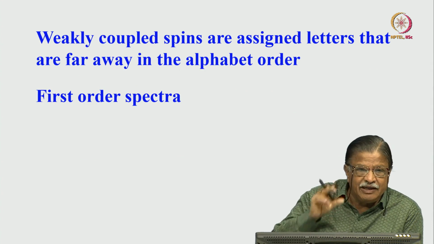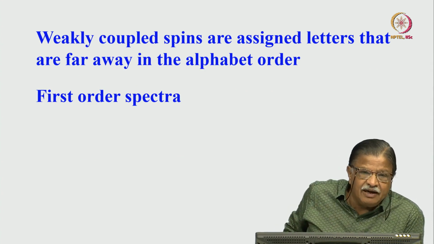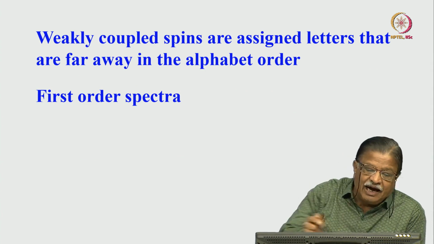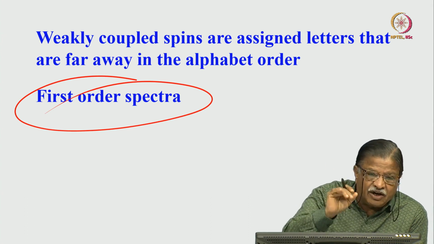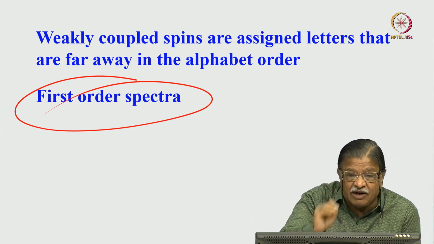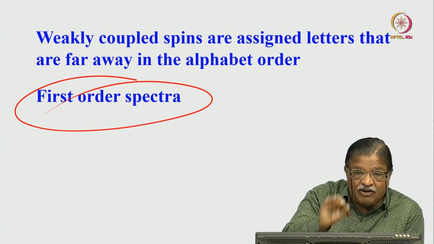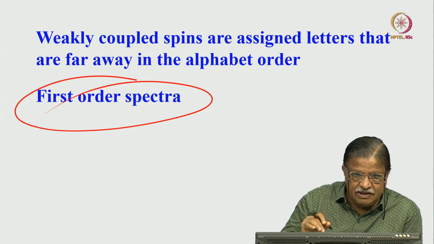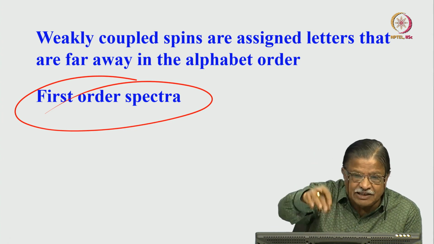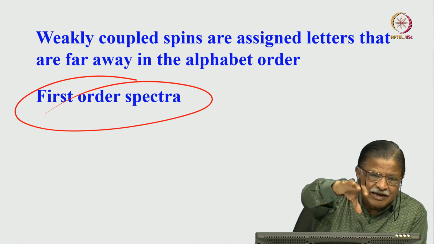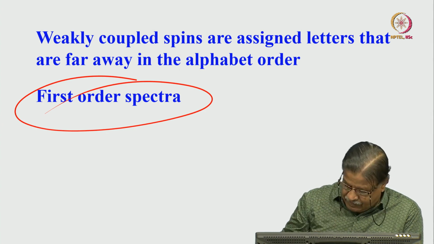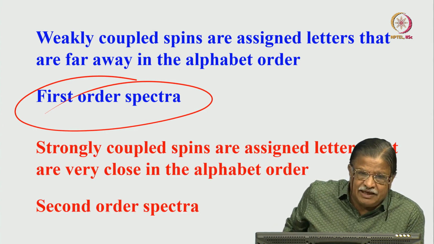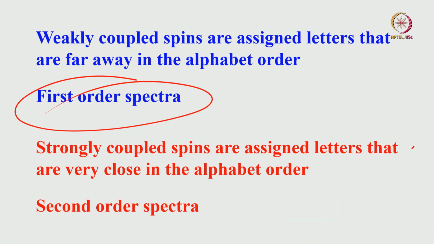So, for weakly coupled, the letters to be assigned are far away in the alphabet order, and such type of spectra are called first order spectrum. The spectra you are going to get are first order. First order means straightforward analysis is possible for weakly coupled. That means looking at the spectrum, I can measure the chemical shifts and coupling constant fairly easily without going into more complications. Whereas in the strongly coupled case, the spins are assigned letters that are very close in the alphabet order.